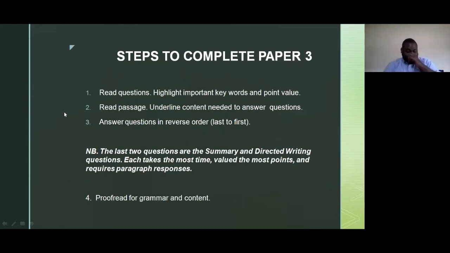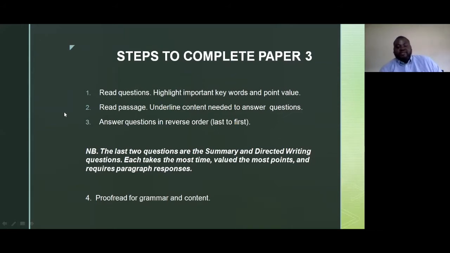And so those are just the 4 steps that I'd like to share with you on how to approach the paper 3. First, you read the questions, then you highlight important keywords and the point value to help you understand. Then you read the passage, you underline the content needed to answer your questions. You answer the questions in reverse order, starting with the directed writing question. And last but not least, you proofread for grammar and content.